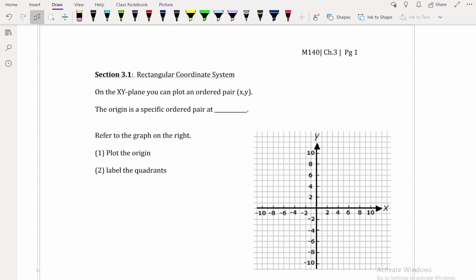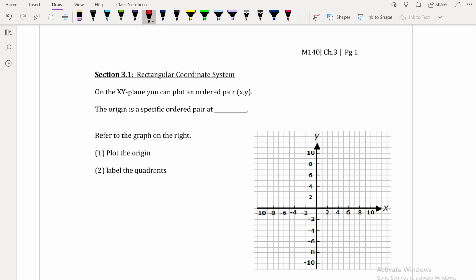So it says, on the xy plane, you can plot an ordered pair x and y. Notice here that we have an axis. An axis here is called the x-axis. Now, we also have the other axis, the y-axis. The y-axis is going to go straight up and down. So this would be the y-axis on the x and y-axis.